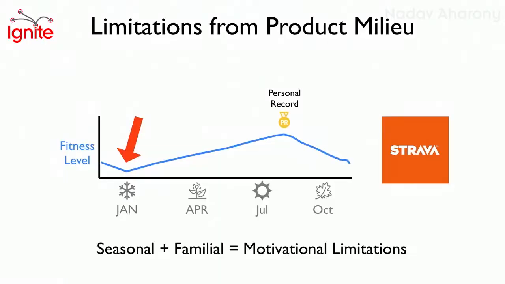Still with fitness, another type of limitation can actually come from the outside world and the environment where your product lives, like winter. So winter offers you limitations in weather, shorter days, and lots of heavy family meals. So when you go out running after that heavy family meal in January, you're going to be very far away from your record in the summer, which will be demotivating.